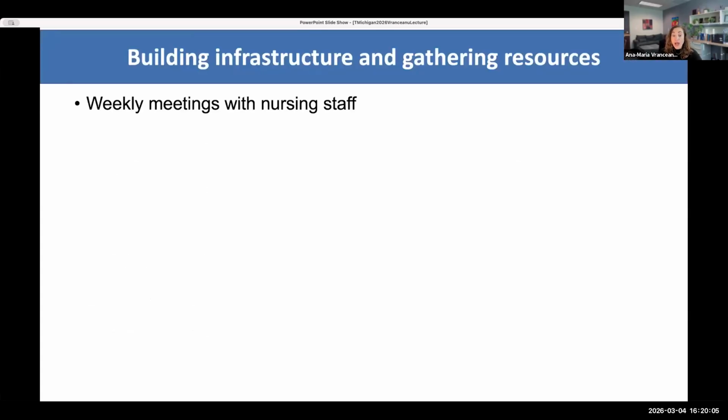I was fortunate, as I mentioned, to have great buy-in from the chief of the Neuro ICU. So I really started focusing on building relationships with the nursing staff. I started attending weekly meetings with the nursing staff. This was to learn about the unit, but also to learn about their lives, to learn what it's like to be a nurse in the ICU. I learned how stressful their work is.